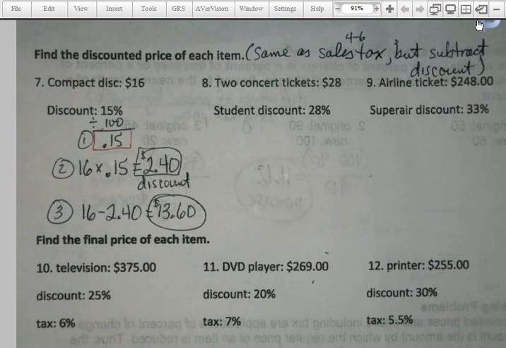It might be an employee discount, maybe it's a coupon, whatever it happens to be. But the concept is going to work the same way. So now again, I'm just subtracting with a discount instead of adding like I do when I do sales tax. You subtract discounts. It's just like the opposite of what we were doing with sales tax on the front.